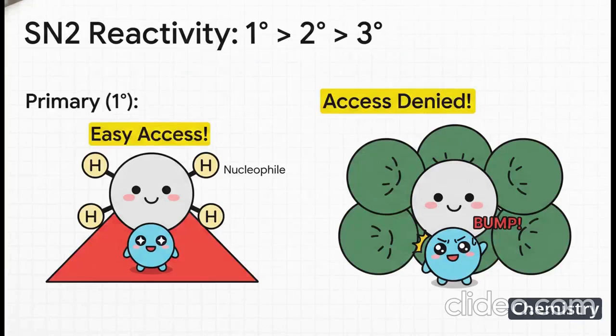So what makes a molecule good at SN2? It's all about access. That nucleophile needs a clear path to get in there for its backside attack. A primary haloalkane with lots of open space around the carbon is a perfect target, but a bulky tertiary one, forget it. It's like trying to get through a super crowded room. There's too much steric hindrance, just too much molecular clutter in the way. So the reactivity order is the exact reverse of SN1. Primary is the most reactive, then secondary, then tertiary.